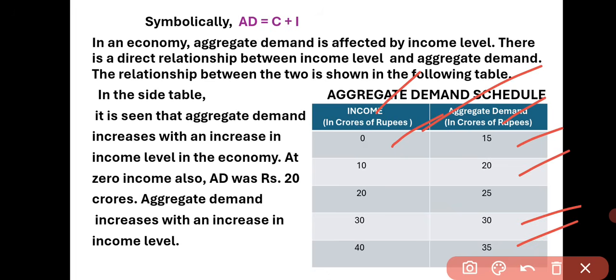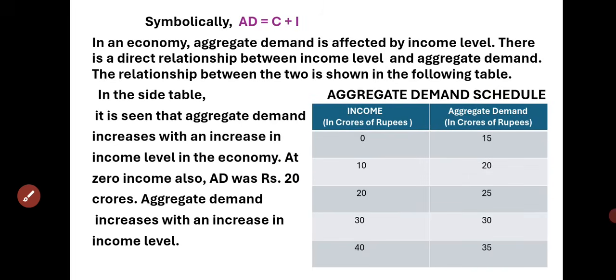At zero income also it was 15 crores, it is wrongly written, it is 15 crores. Aggregate demand was 15 crores rupees. Aggregate demand increases with an increase in income level, right. Then, in this table the relationship between income and aggregate demand is given.